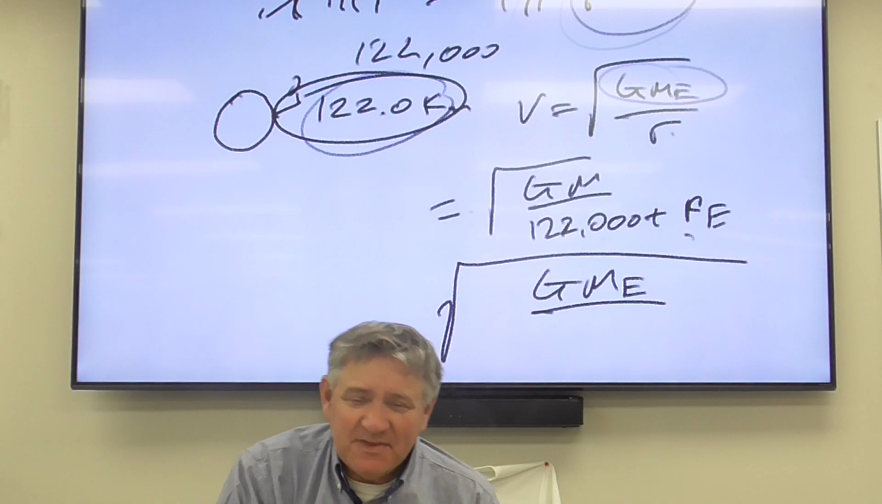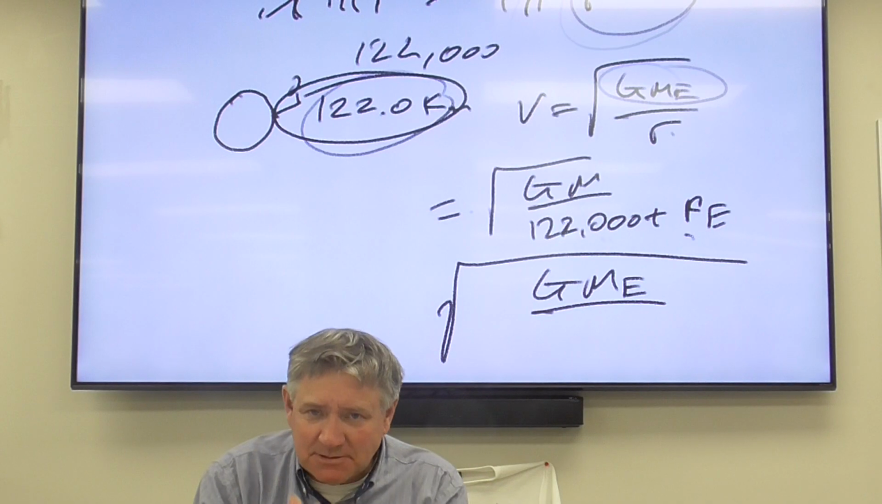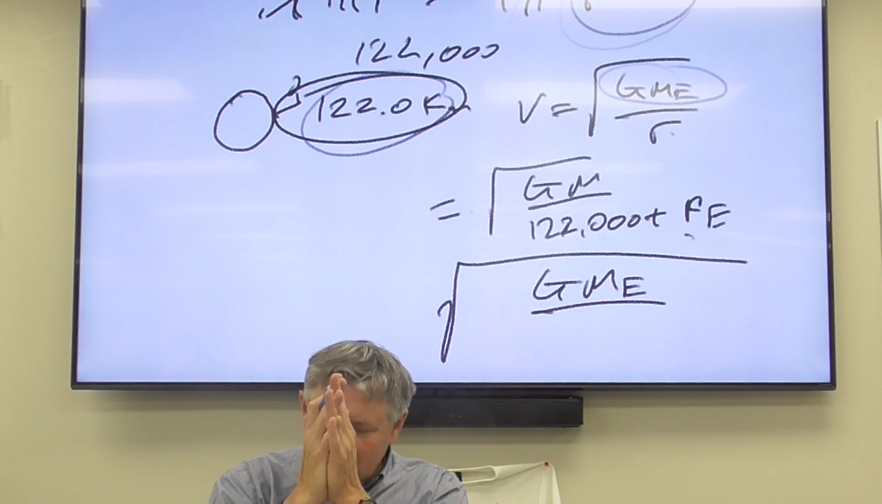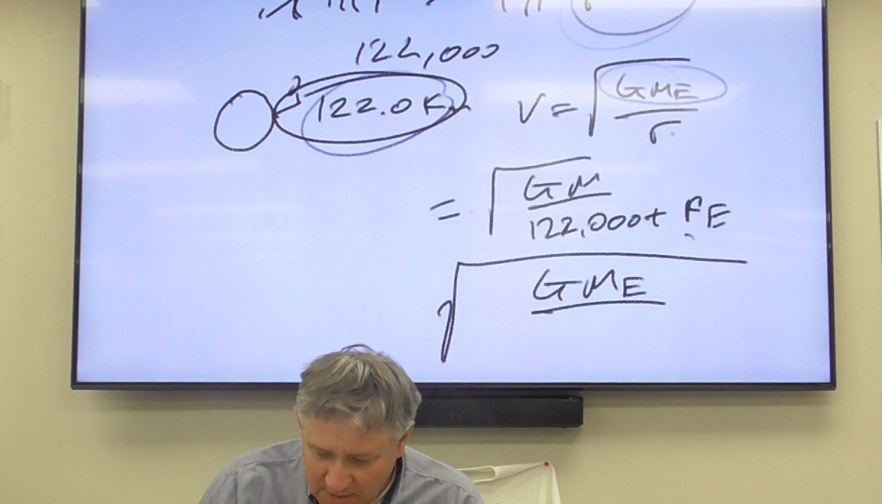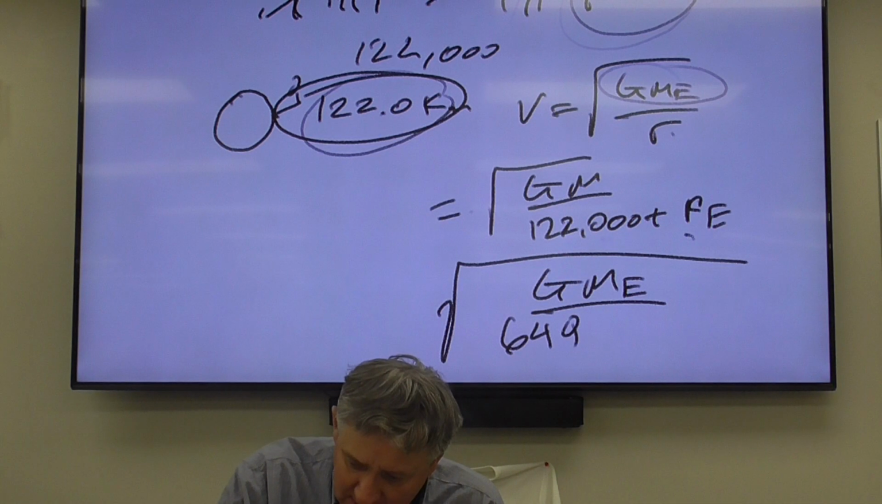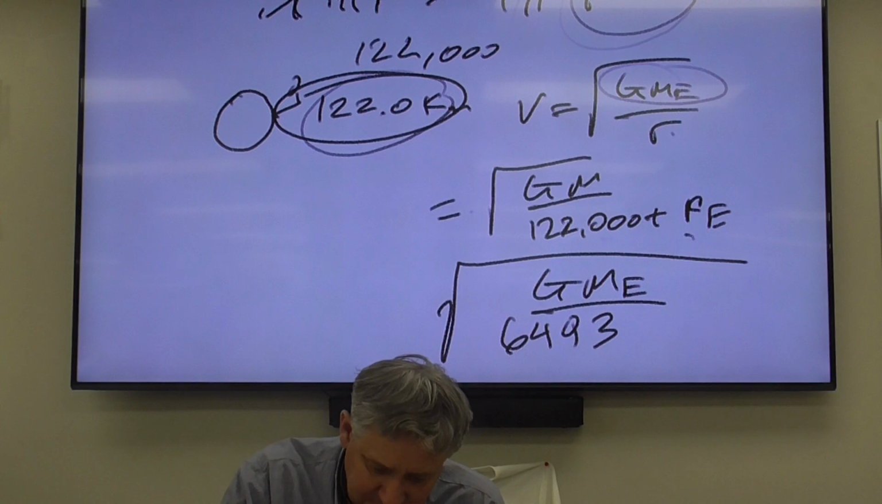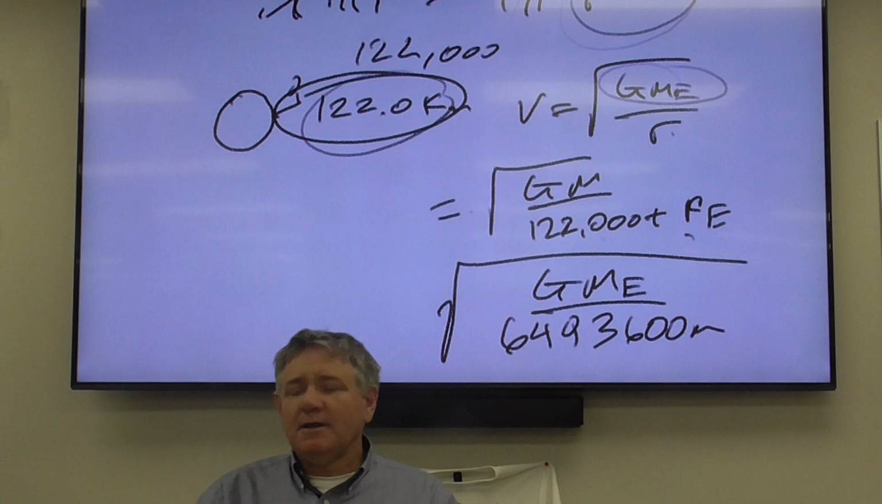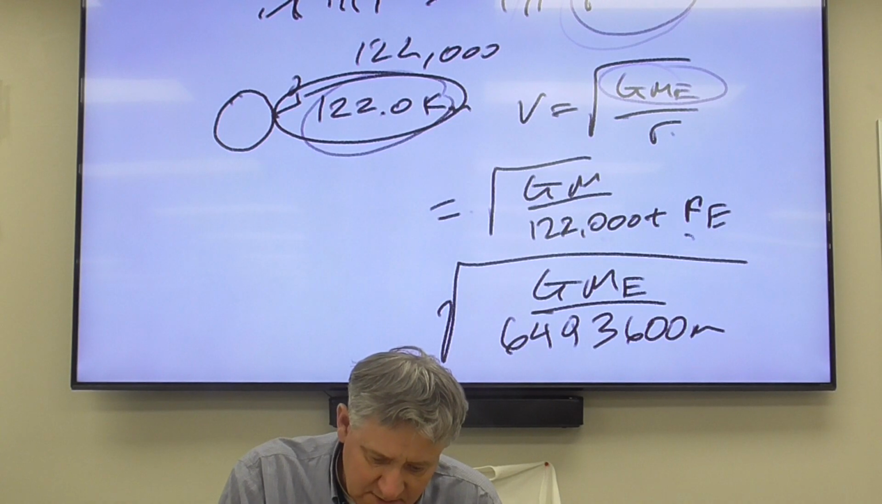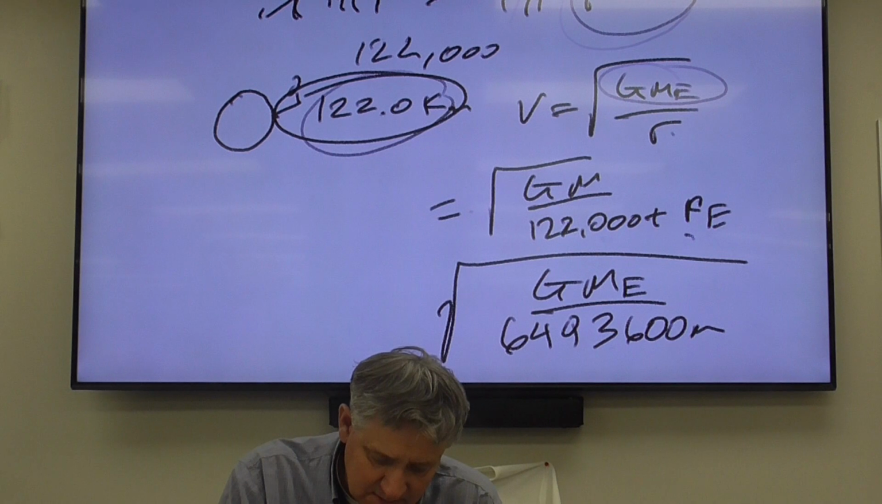So, when you add these, do not round that number. You keep all of the digits. Do not round it. So, if you don't round it, which you're not going to, you get 6,493,600 meters. Now, if you go through the order of exponents, so this is 1, 2, 3, 4, 5, 6. This is 10 to the 6th.